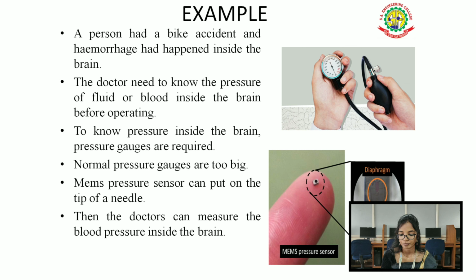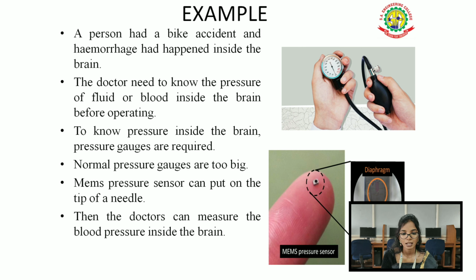On a finger, the MEMS pressure sensor is placed. So you can see how small the size of the MEMS pressure sensor is. This MEMS pressure sensor can be placed on top of a needle and injected into the person's brain in order to measure the pressure level inside the brain. Using the measurement of pressure level inside the brain, the doctors can successfully do the operation.